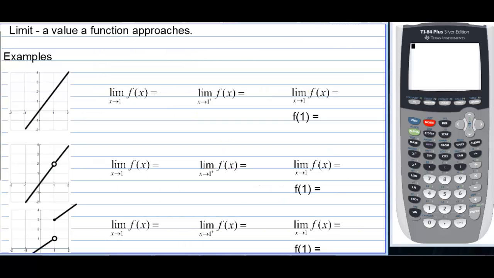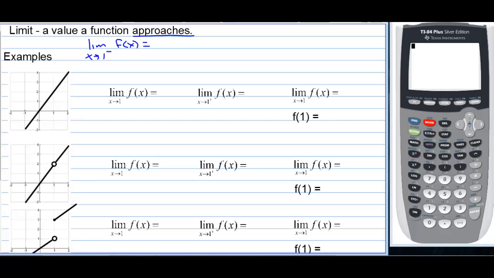A limit. The first time you've probably heard that word, a limit. A limit is a value a function approaches. It doesn't have to get there, it's just what it is approaching. So the first example we have is probably the most boring. This means the limit as x approaches 1 from the left, if you put a little minus there, of f of x is equal to whatever value we can come up with.